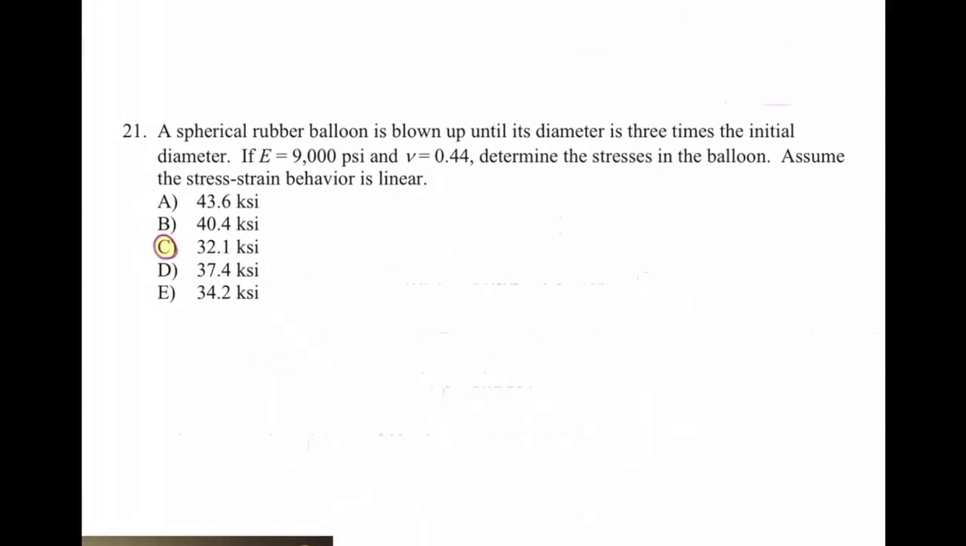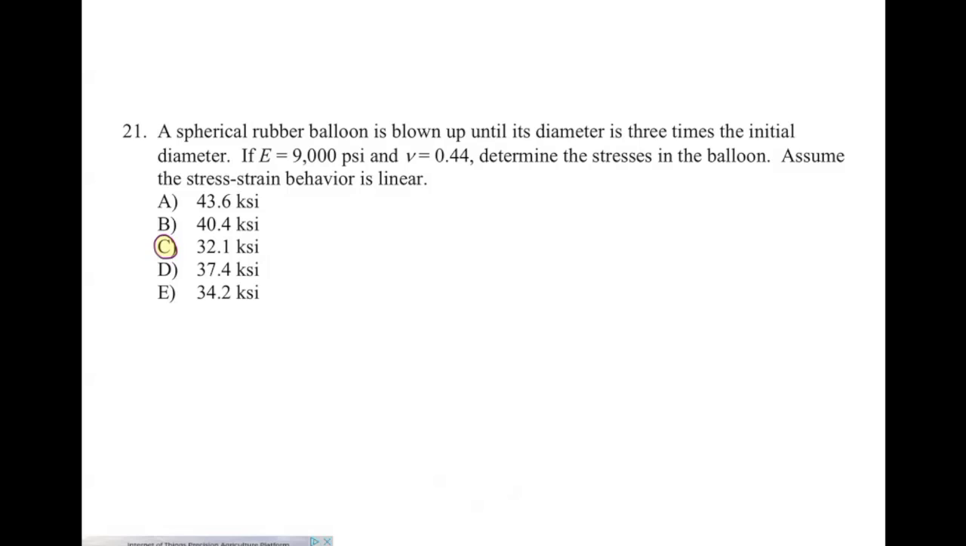Okay? All right. Question number 21 is kind of a difficult question. It's a tricky question. It doesn't look so, but it's a bit tricky. Spherical rubber balloon is blown up until its diameter is 3 times the initial diameter. If the modulus of elasticity is 9,000 psi and the Poisson's ratio is 0.44, determine the stresses in the balloon. Assume the stress-strain behavior is linear.